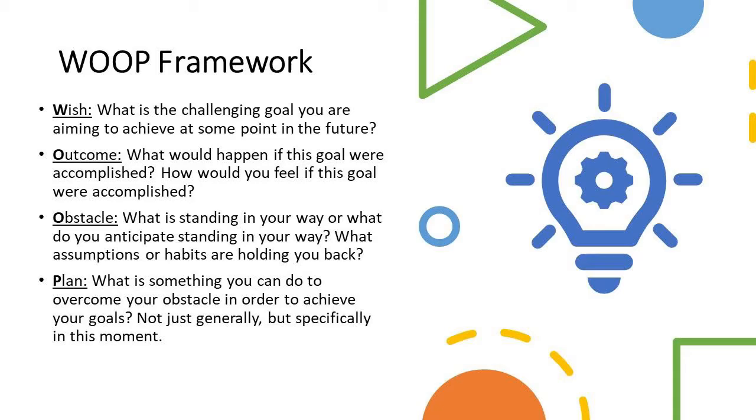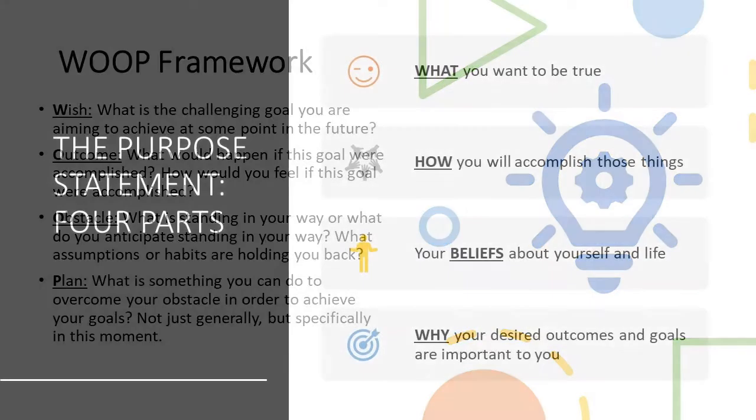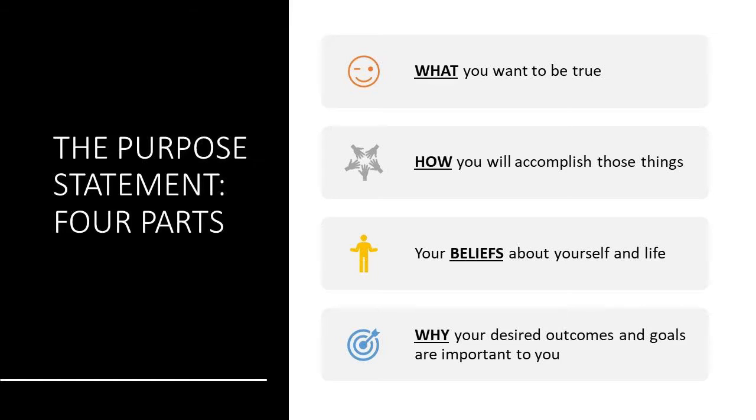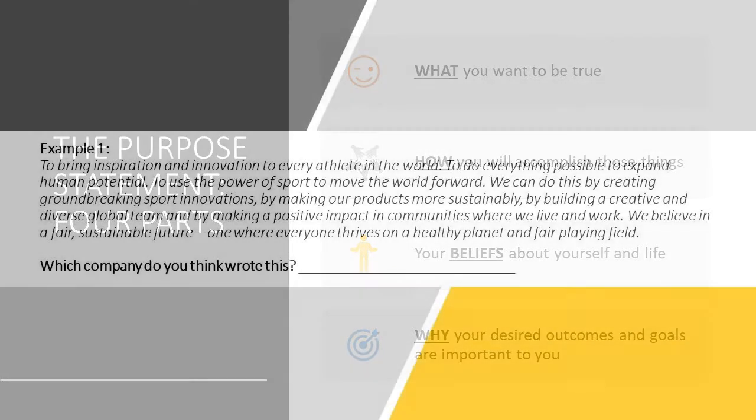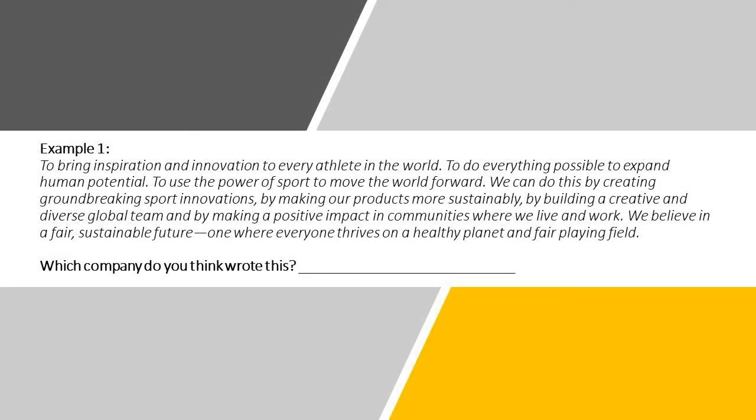Now, I want to show you an example here. Remember that we said at the beginning, the personal purpose statement has 4 parts, right? What, how, beliefs, and why. Today, we're focusing on the what and the how, but I'm going to show you an example of a personal purpose statement. Here's one: to bring inspiration and innovation to every athlete in the world. That's the what. To do everything possible to expand human potential. That's the what. To use the power of sport to move the world forward. That's the what. So those are the what's that this company is trying to do. This is from a big company. See if you can guess what company it is.